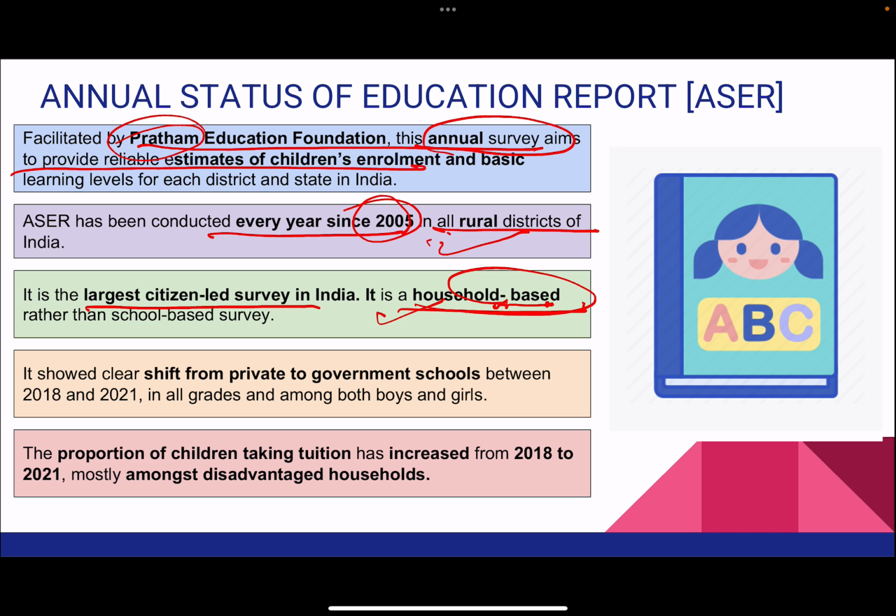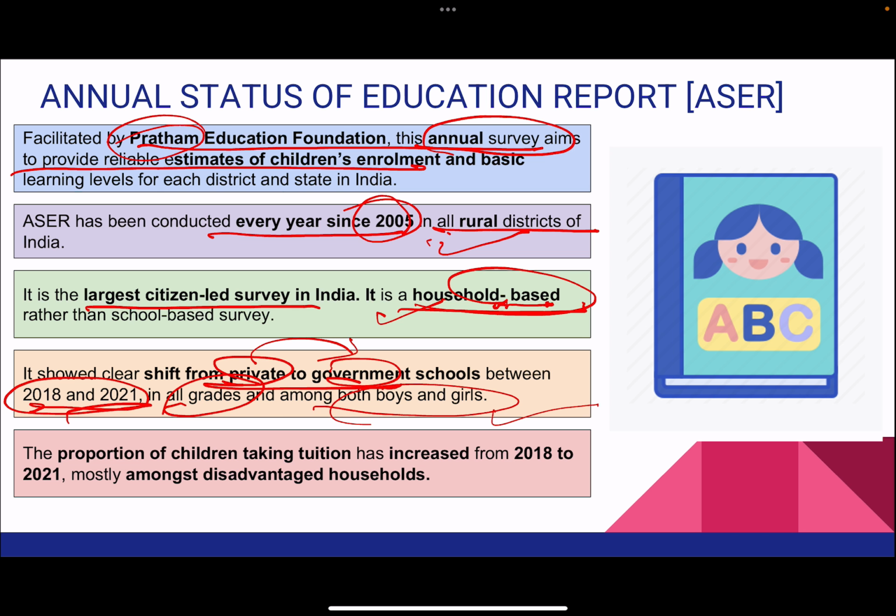And according to the ASER report released recently, it showed a clear shift from private to government schools. So that is an interesting thing: between 2018 and 2021, there has been a shift of students from private schools to government schools. And it's not just in one particular section; in almost all the grades, and among both boys and girls, this trend was visible, that more people are shifting from private schools to government schools. So that is one interesting takeaway.